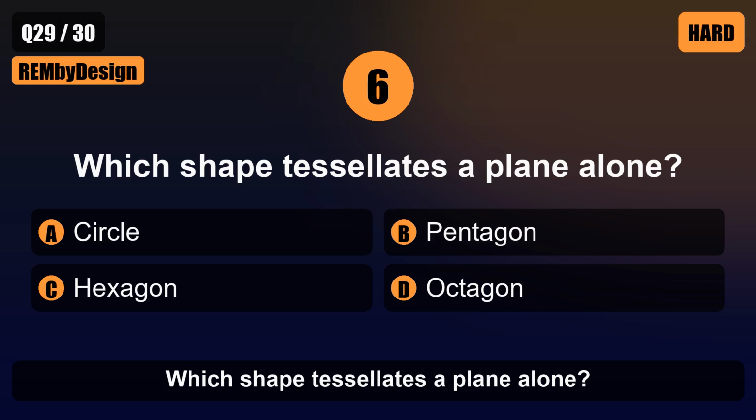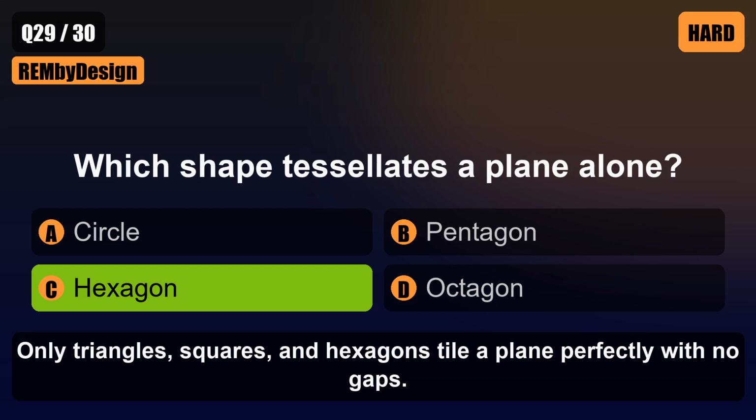Which shape tessellates a plane alone? A. Circle, or B. Pentagon, or C. Hexagon, or D. Octagon. The answer is C. Hexagon. Only triangles, squares, and hexagons tile a plane perfectly with no gaps.